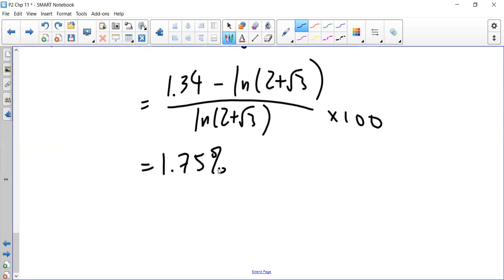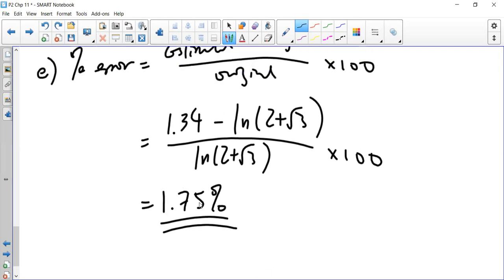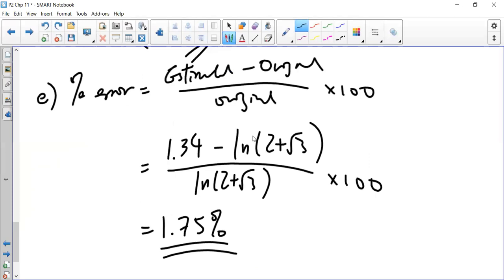Now, sometimes when you see such a small number, you start to doubt yourself. Are you on the right track? In maths, unlike GCSE, when you see some weird numbers, there's no right or wrong. You can't really tell from it. So just go with your gut feeling, and yeah, 1.75%. It's a positive number because the estimated value is bigger than the original.